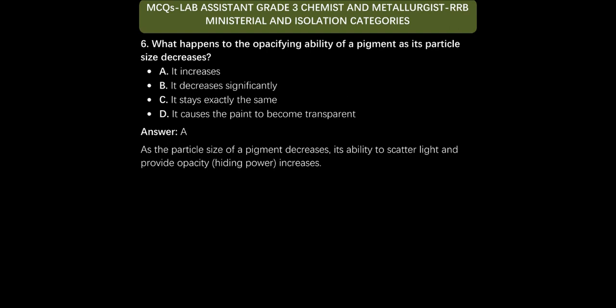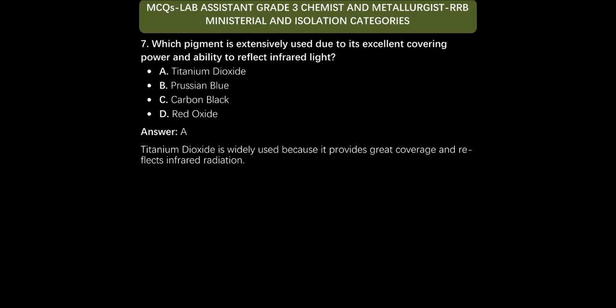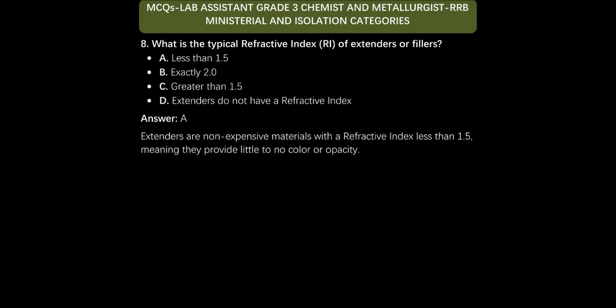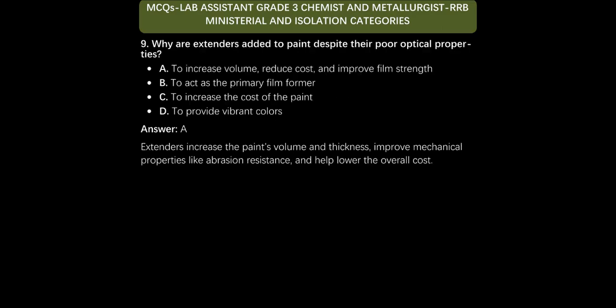Option A, it increases. Which pigment is extensively used due to its excellent covering power and ability to reflect infrared light? Option A, titanium dioxide. What is the typical refractive index of extender or filler? Option A, less than 1.5.